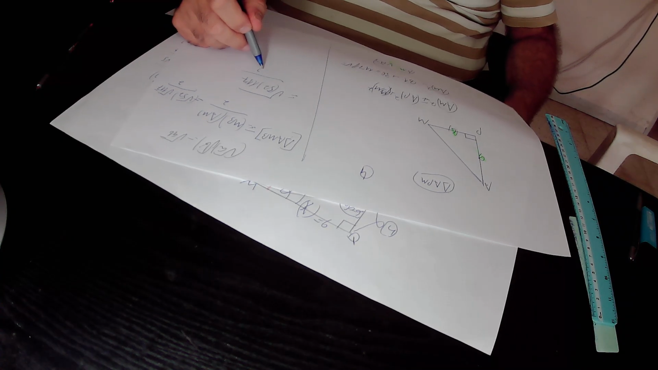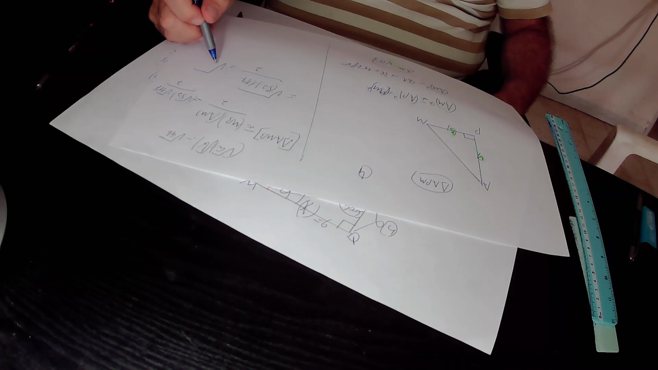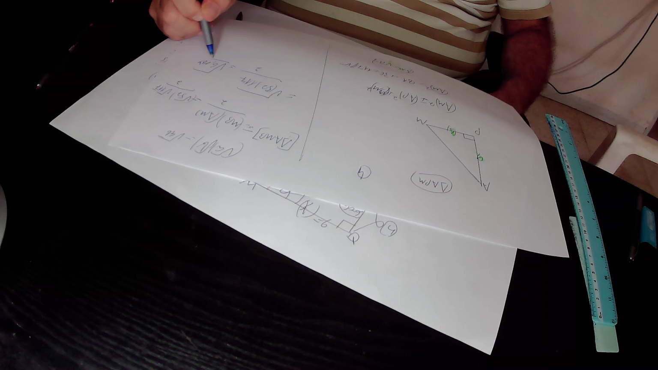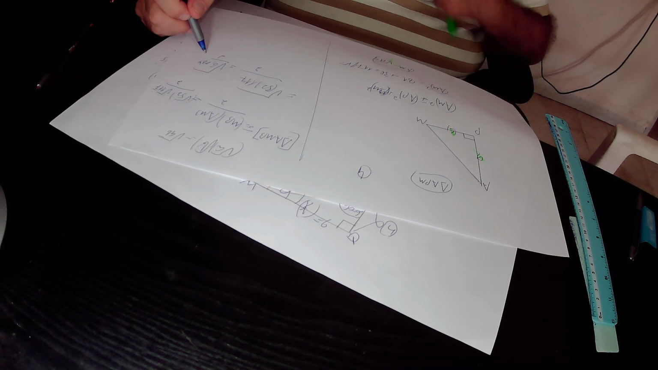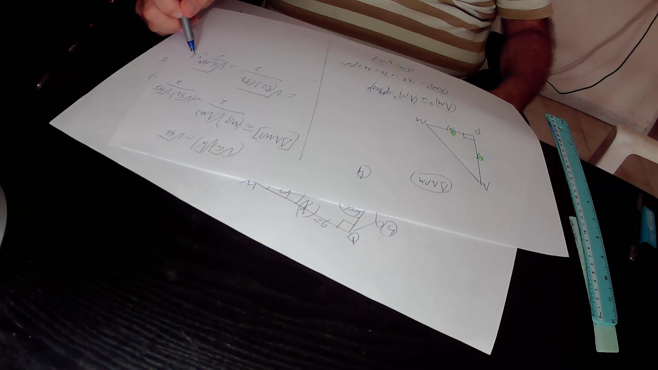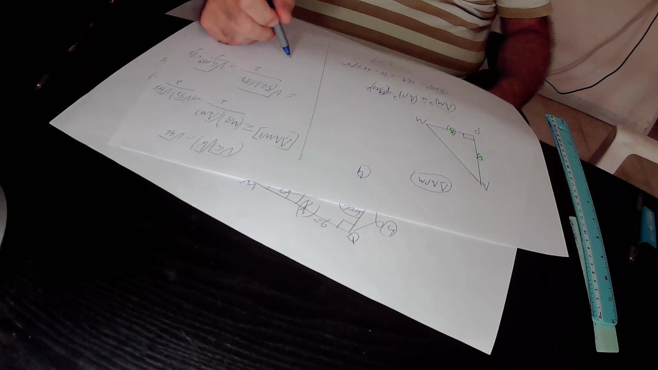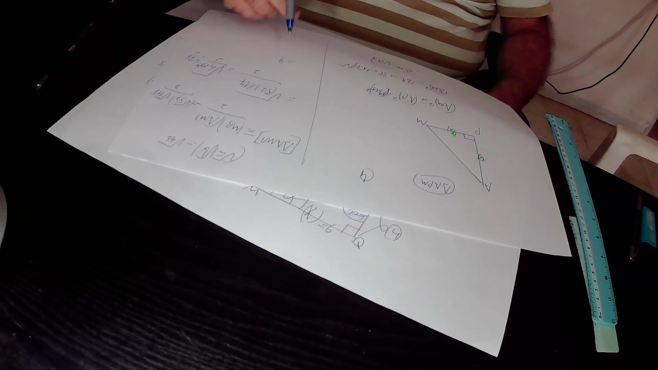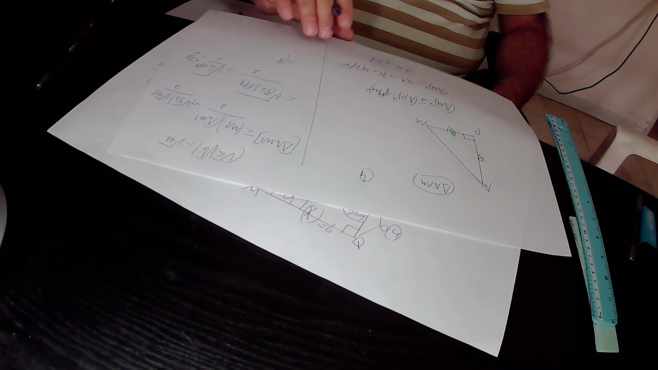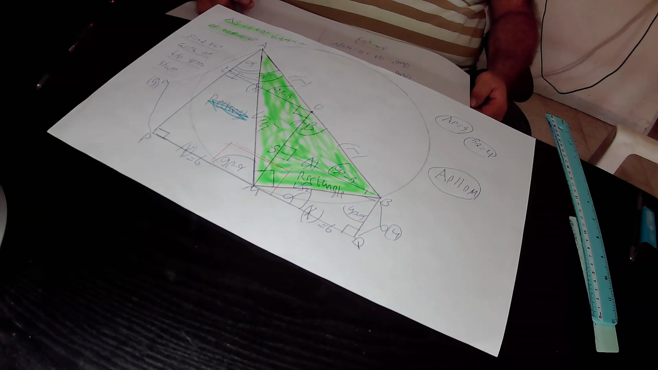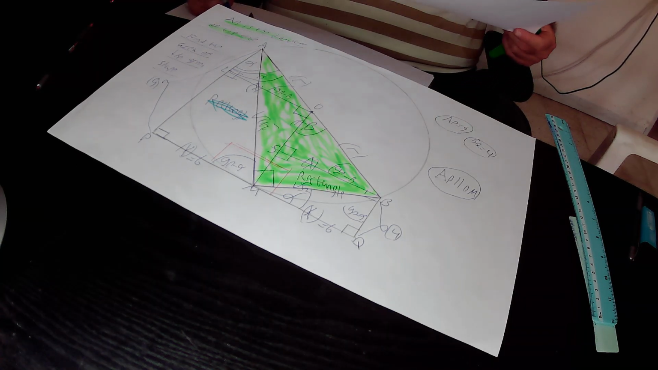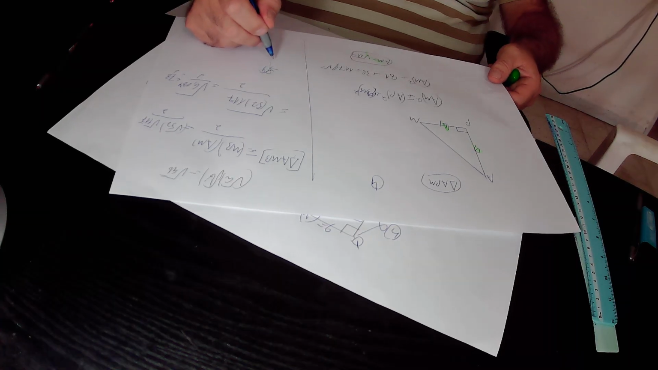Divided by 2. 52 times 117 is 6084, divided by 2. The square root of 6084 is 78, over 2. 78 over 2 is 39. So we found out that the area of this triangle, the area that you're looking for, is equal to 39 square units in size.